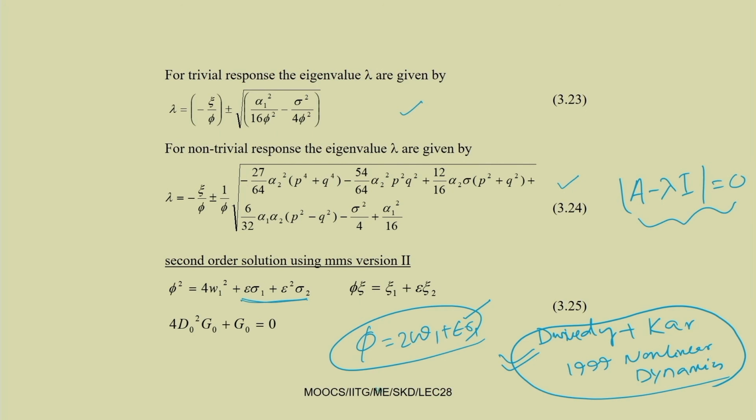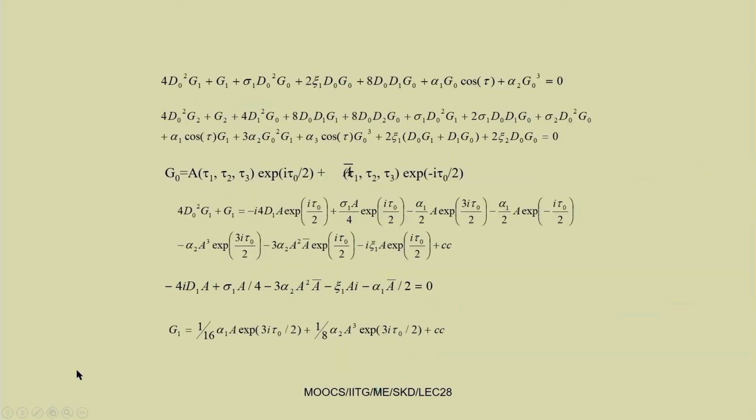Then we have 4 d 0 square g 0 plus g 0 from the first equation, which equals 0 on substituting. Similarly, we can get the solution of g 0 in this form. The other two equations, at epsilon to the power 1 and epsilon to the power 2, are here. Now, the solution at epsilon to the power 0 can be written as a e to the power i t 0 by 2 plus its complex conjugate, a bar e to the power minus i t 0 by 2.